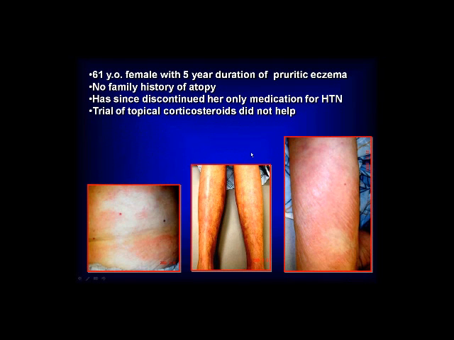Now, this is a patient, a little older, who came to me probably about 7-8 years ago. She had a 5-year duration of pruritic eczema. Now, she's 61, there's no previous history of atopy, there's no family history of atopy. Primary care thought that this was secondary to medication, and she has discontinued all her medication. She has been on topical corticosteroids, which did not help.